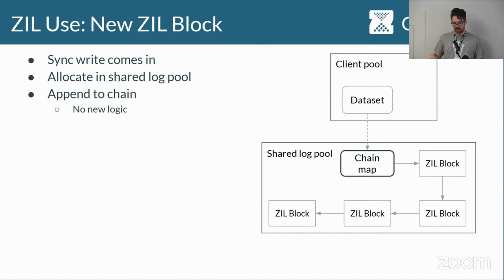None of the actual logic here changes, except that the allocation takes place in a different pool than it used to. You still update the last ZIL block to point to the new one. You still do the allocation. You still put the data where it used to go. It's just happening in a different storage pool.